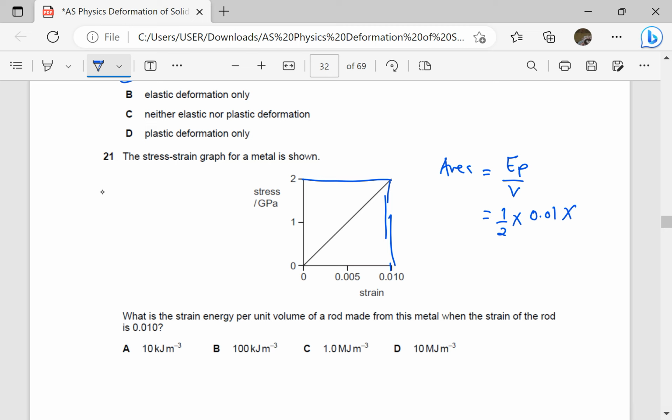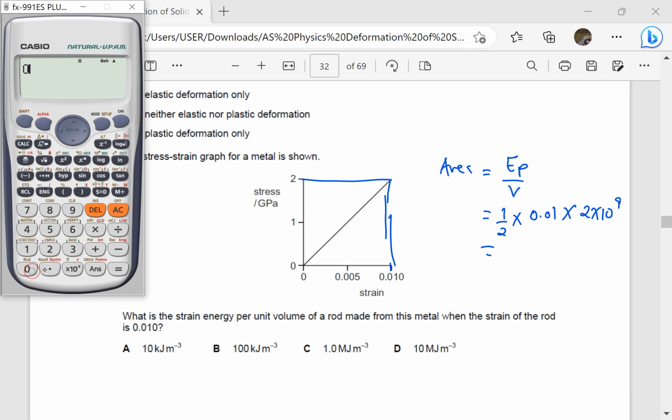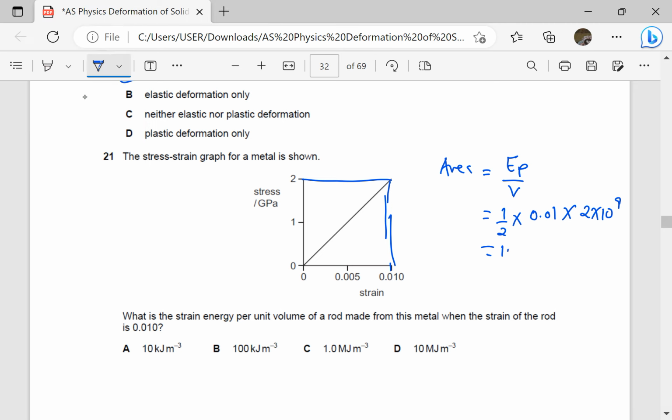And this is going to be equal to a half times 0.01, then times 2 times 10 power 9. So this is going to give us 0.5 times 0.01 times 2 exponent 9, which gives us 10 times 10 power 6 joules, which is 10 mega joules per meter cubed.